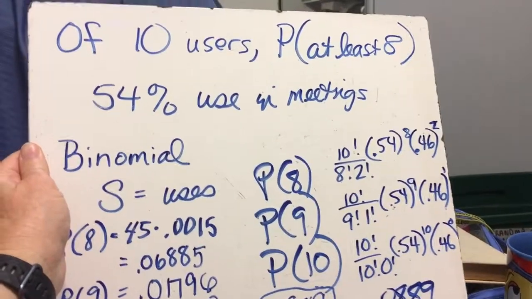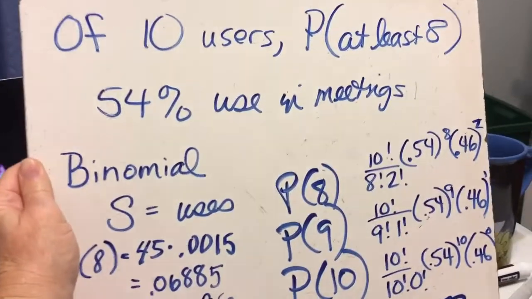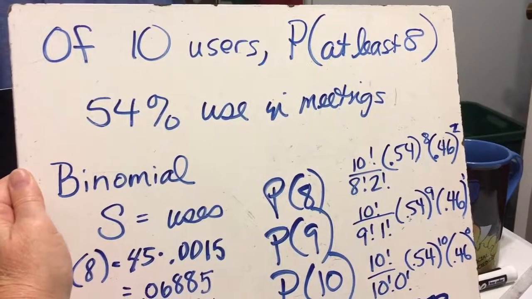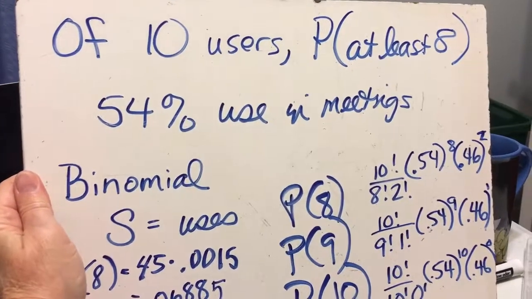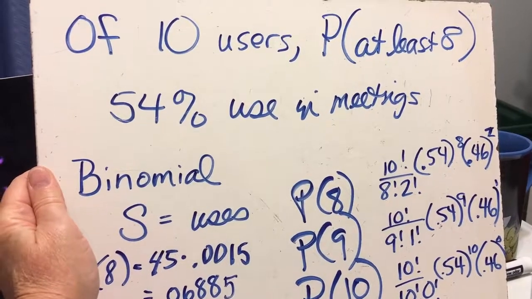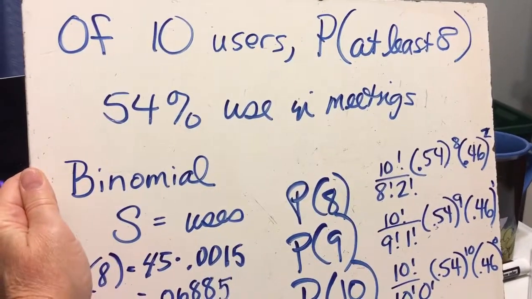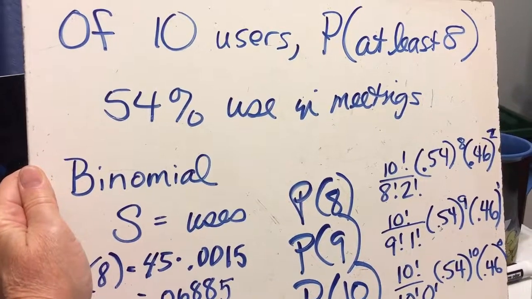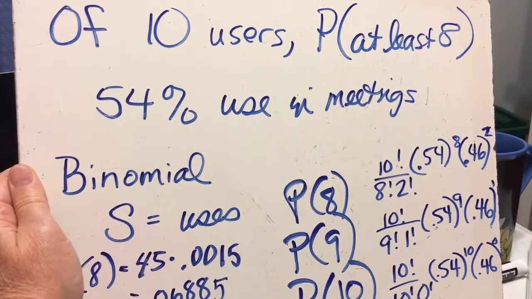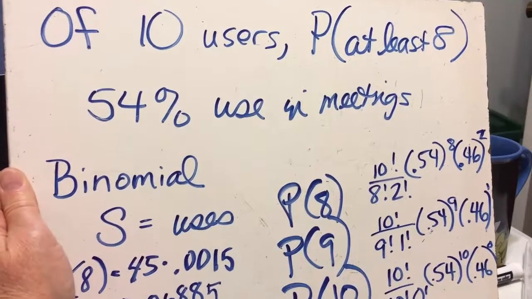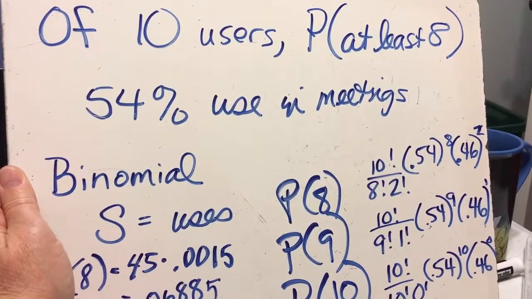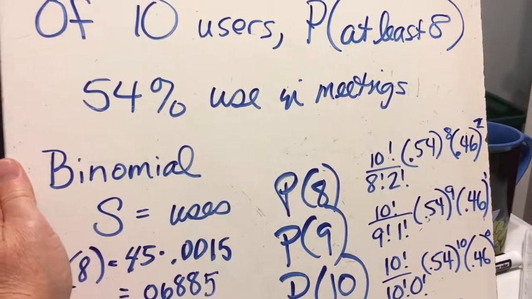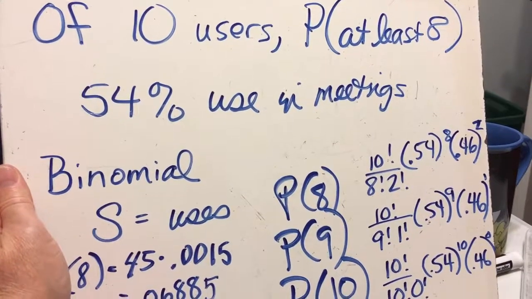Okay, so we're doing number 23, and I wanted to do it for you both ways. It says, of 10 users, what is the probability that at least 8 will use the phone in meetings? Okay, so it showed that the probability of an owner of a cell phone using it during meetings and classes and whatnot is 54%. And it says, what is the probability that at least 8 will use the phone during the class time or the meeting out of 10?